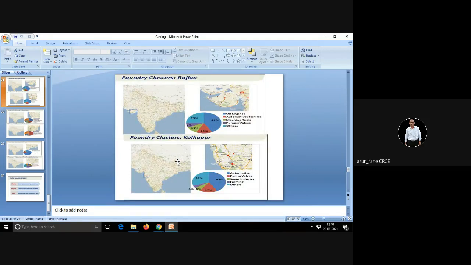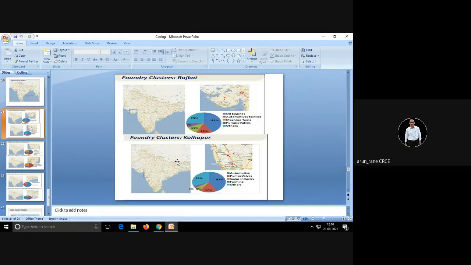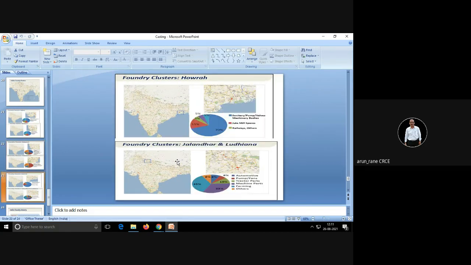There are good foundry clusters in Ahmedabad, in Gujarat, that is near Rajkot. Rajkot also they have a very good setup for the foundries. In Maharashtra, you can see foundries near Kolhapur. Then Belgaum, Coimbatore, Aurangabad, Jalandhar, Ludhiana.